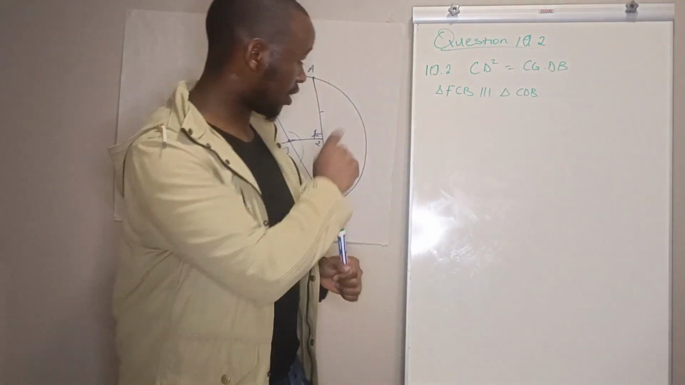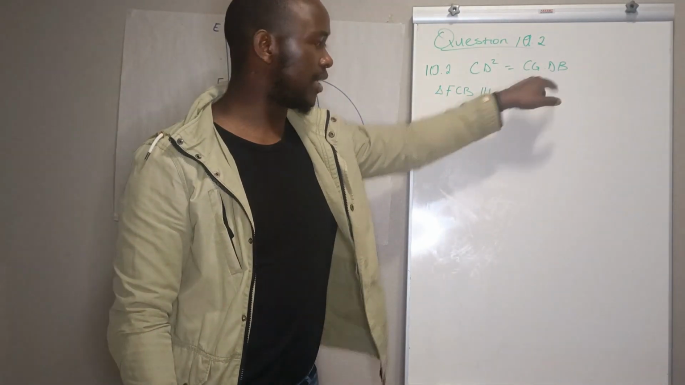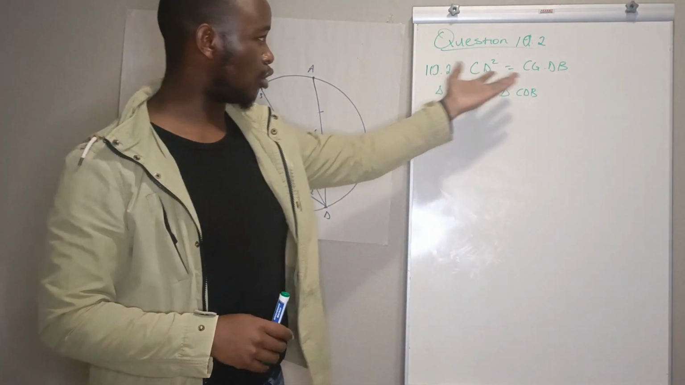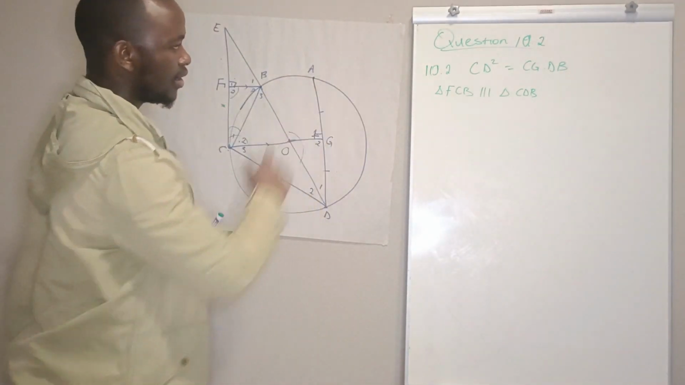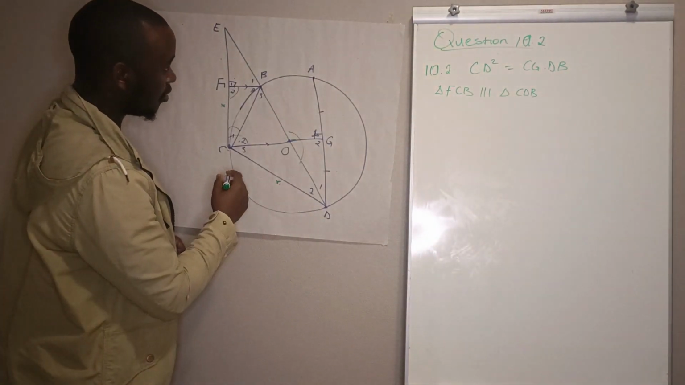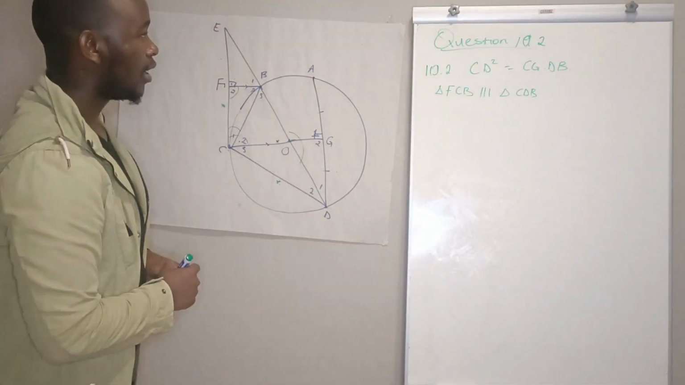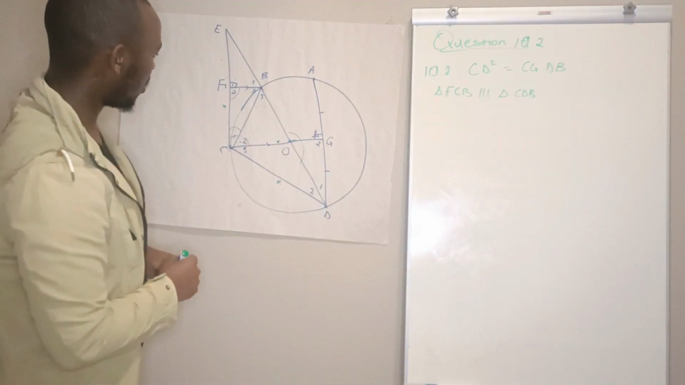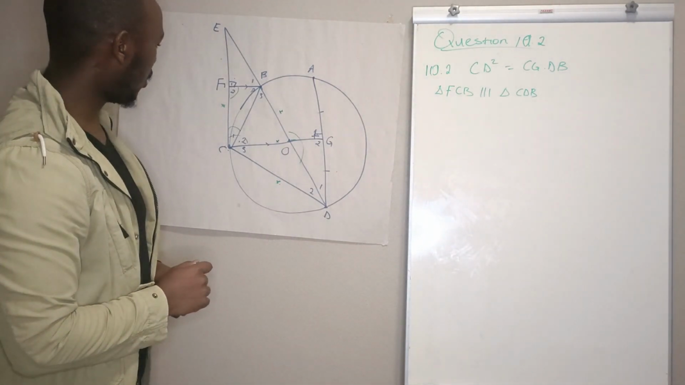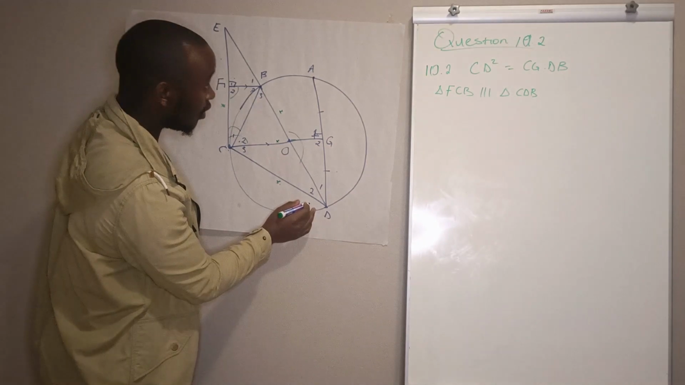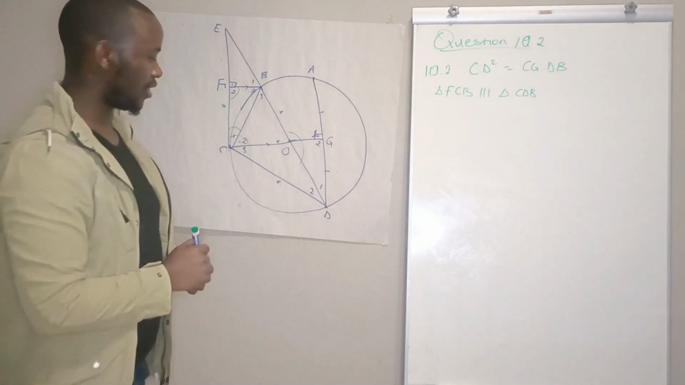So what we see in this question is CD squared, then CG multiplied by DB. Let's ask ourselves, where do all those sides fall? Okay, this is CG. There is also DB, DB is this one. And the last one is CD. So there's DB, then there's CG, then there's CD.